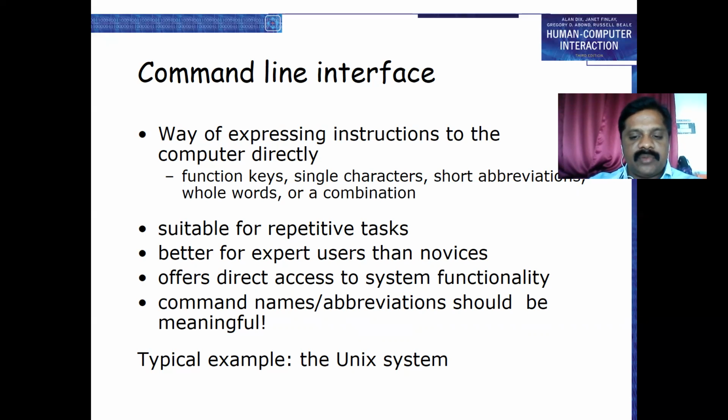Command names and abbreviations should be meaningful. The example of a command line interface is the Unix system. This is a suitable example for command line interface.